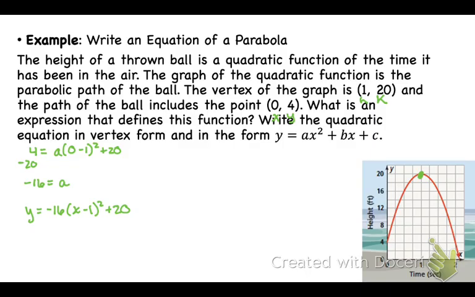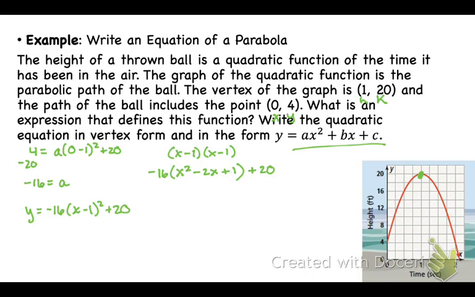That's in vertex form, yeah? How am I going to get from here to standard form? What do you think? Just plug it in. Do the math. Okay, what does x minus 1 squared mean? It means to FOIL it, yes? So x minus 1 times x minus 1, what do I get? x squared minus 2x plus 1, minus 16 plus 20. Now what math does it tell me to do?